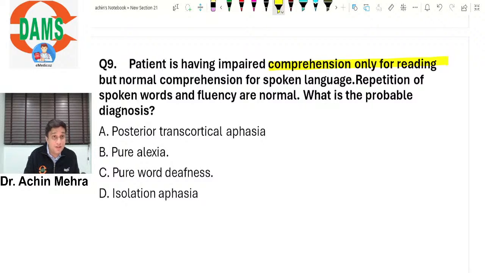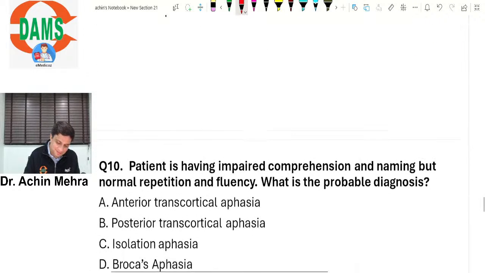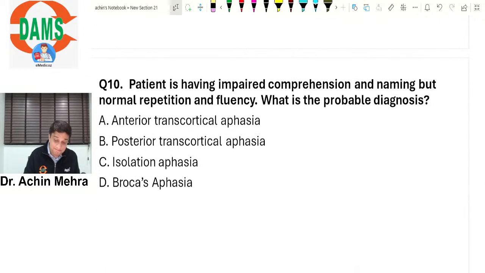This is pure word blindness. It's nothing but pure alexia. Read this question again. Don't be blind to these words. See, when you have pure word deafness in the class, in the exam you'll have pure word blindness. Okay. Someone wanted this to be repeated.